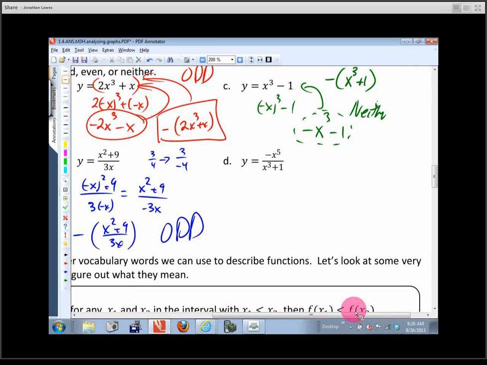Let's see if we can do this without actually showing the work. What happens if I plug in a negative here? I've got 5 negatives and a negative out front. What does the top turn into? Positive x to the 5th. Now, you would need to write this work. You would need to show that it does this. What happens if I plug in a negative here? 3 negatives, so that's going to be negative x cubed plus 1.